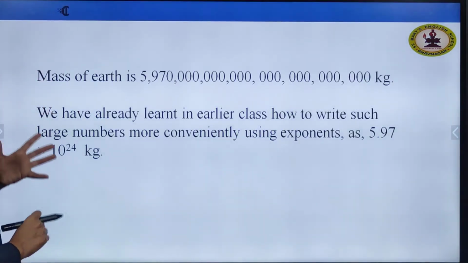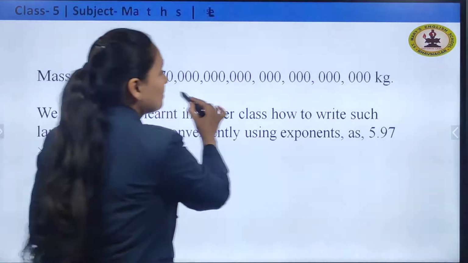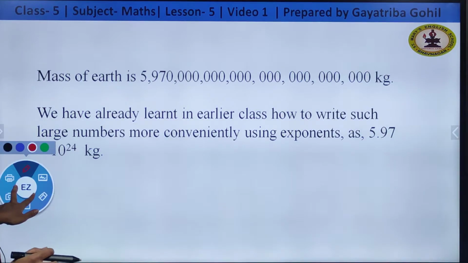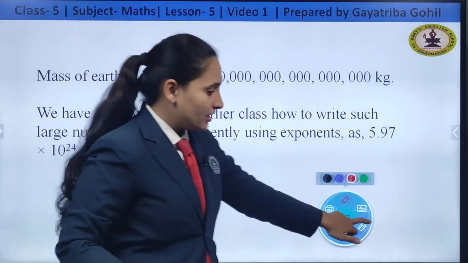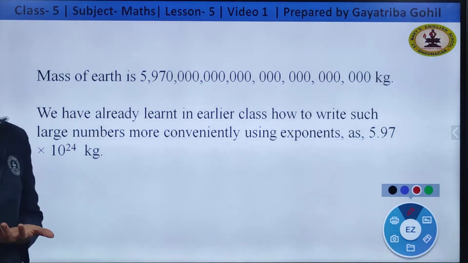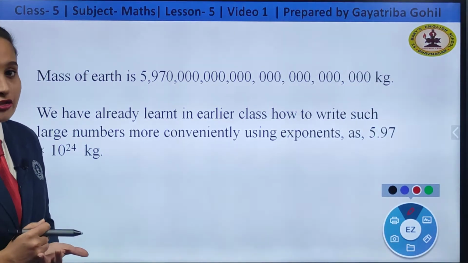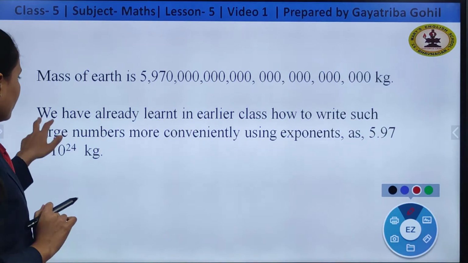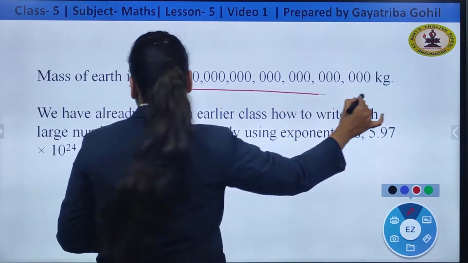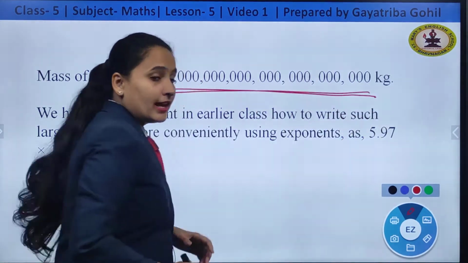See children, the mass of the earth is these many kg. Now if we try to name it, it is going to be a very lengthy task. So we write it in the form of exponents, in the exponential form, or you can say in the standard form. We have already learned in earlier classes how we can write this in the form of exponents.